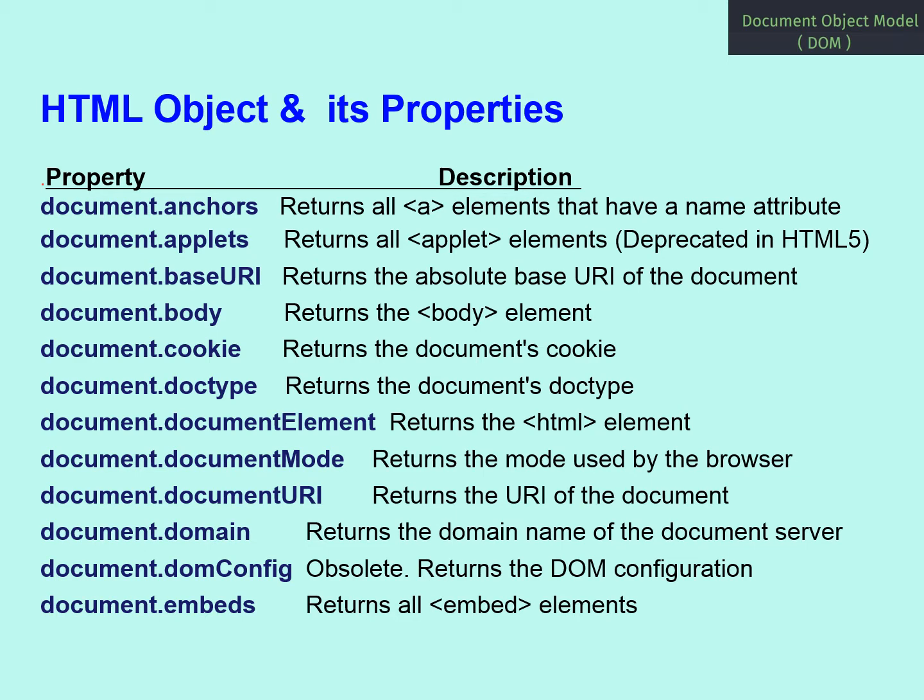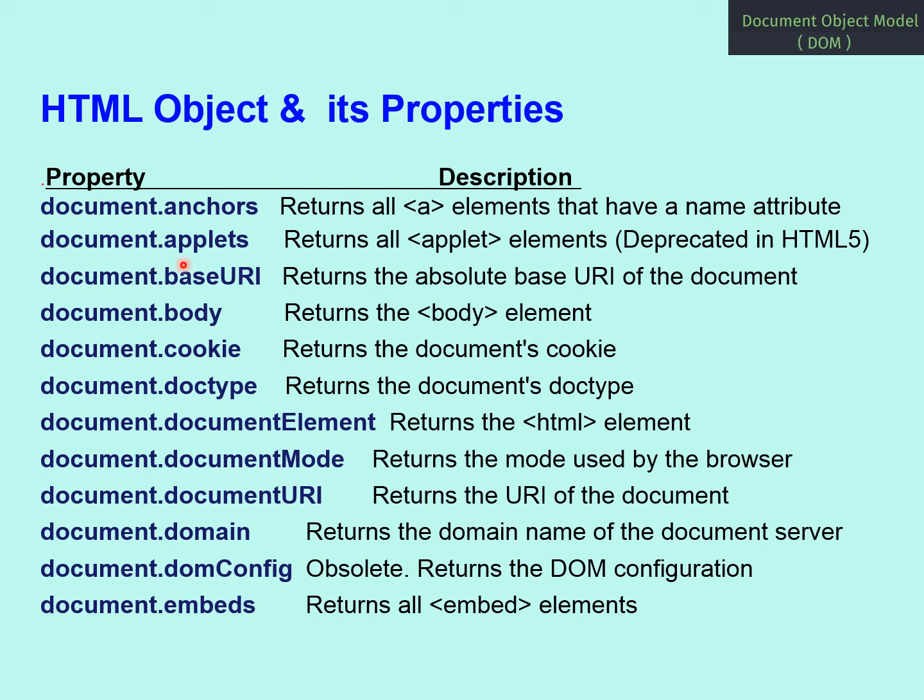In this we can see the different HTML objects and their properties. Document.property, the first property is document.anchors. It returns all anchor elements that have a name attribute. So if you are using document.anchors, it will return all the anchor tags in the corresponding web page which have a name attribute.